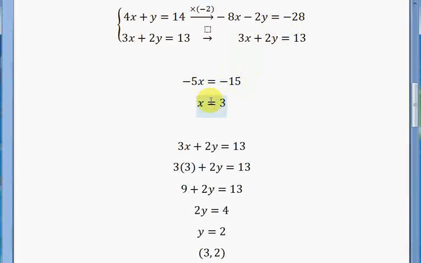Again, I'm not done. I need to go back and pick one of my original equations. We could pick one of the other equations, but I think it's always best to try to use one of your originals. That way it reduces the possibility of a mistake. I'm going to pick the 3x plus 2y is 13.